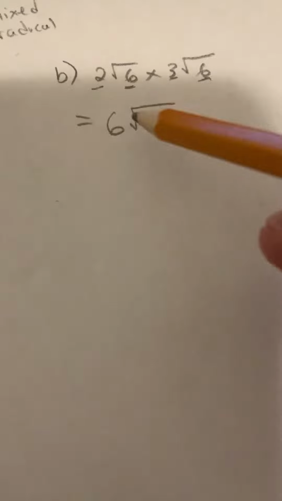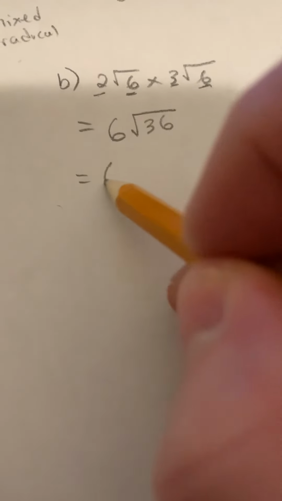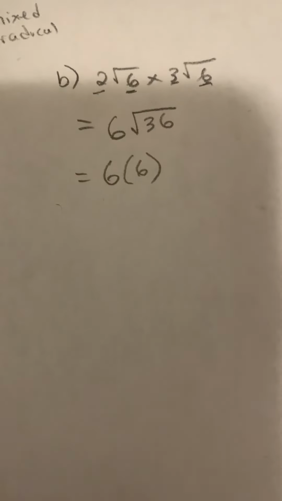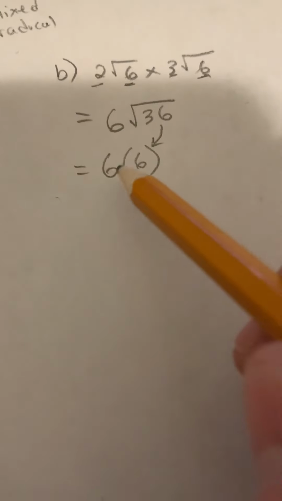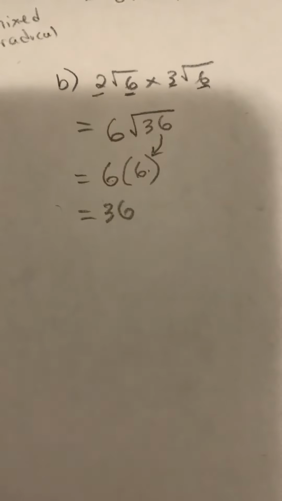Okay, and again, we want to see if this could be simplified. So the actual square root of 36 is 6. And now we simplify it further. 6 times 6 is 36.